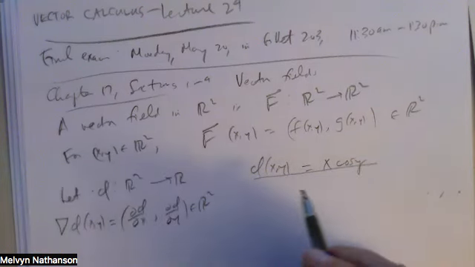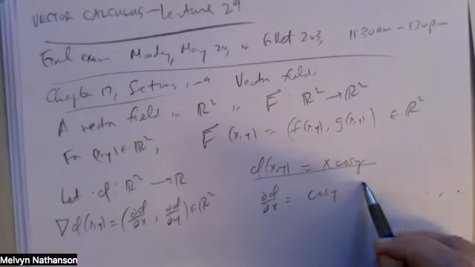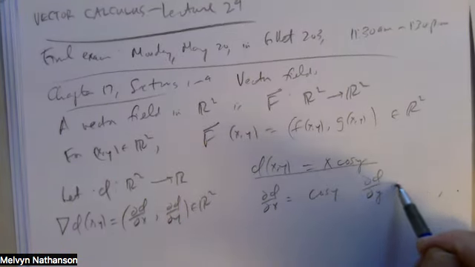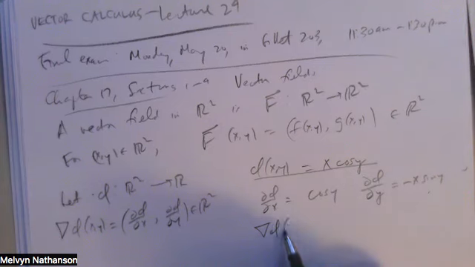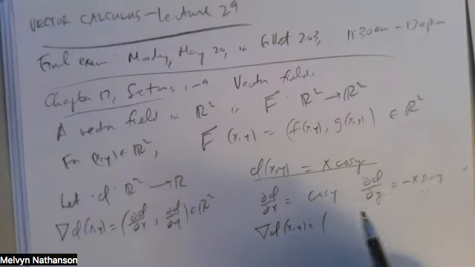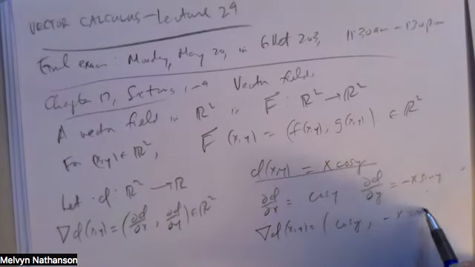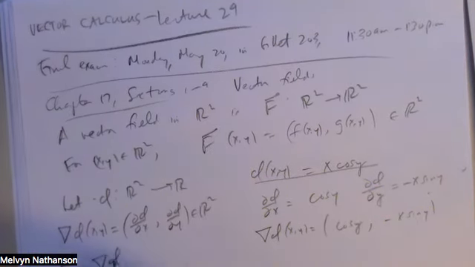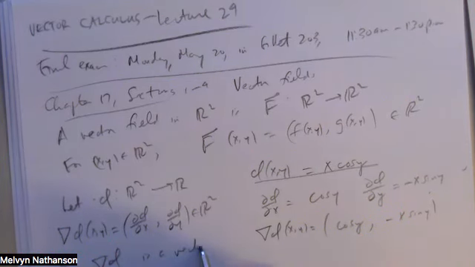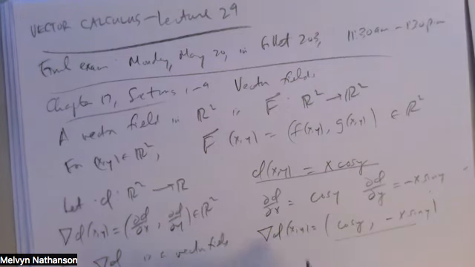So for example, if this is my function phi, the partial of phi with respect to x is cosine y. Partial of phi with respect to y is minus x sine y. So the gradient of phi at any point xy is equal to cosine y, minus x sine y. And f equal gradient of phi is a vector field. For every vector xy, you get another vector.